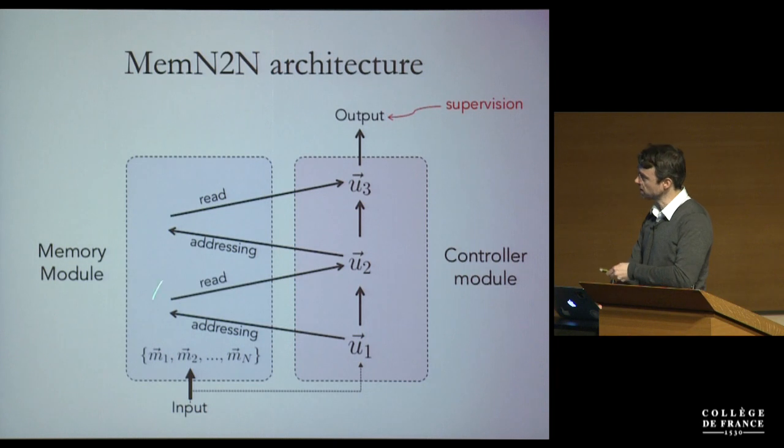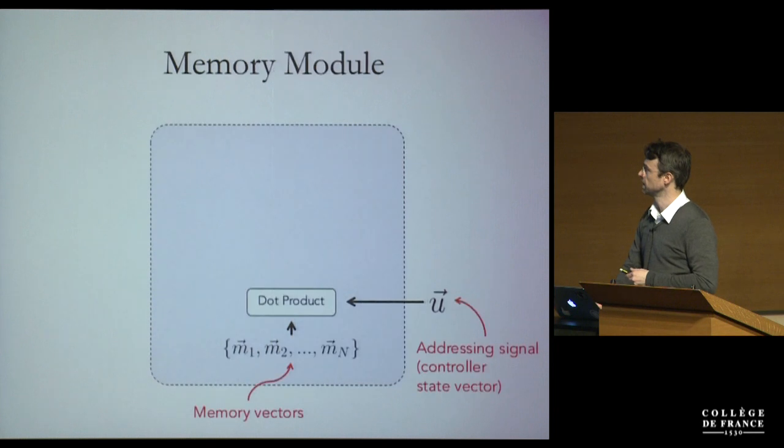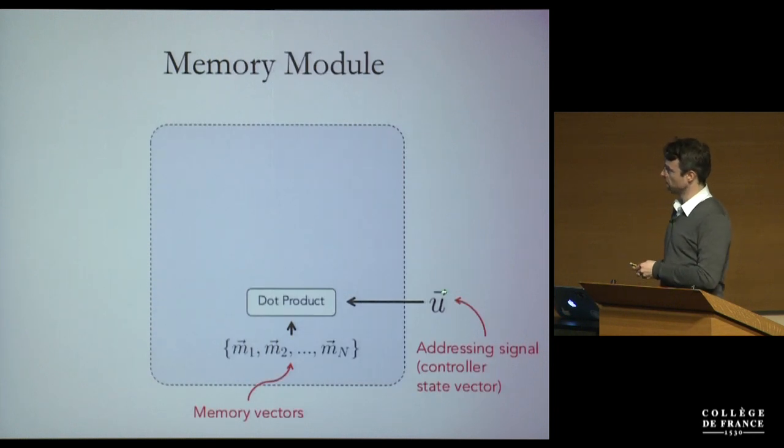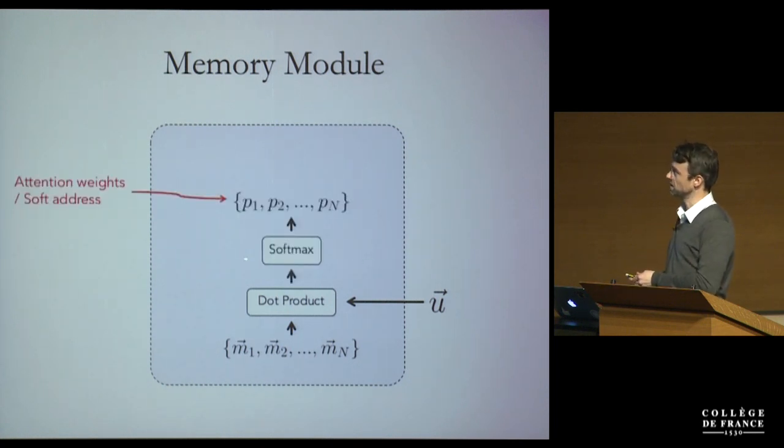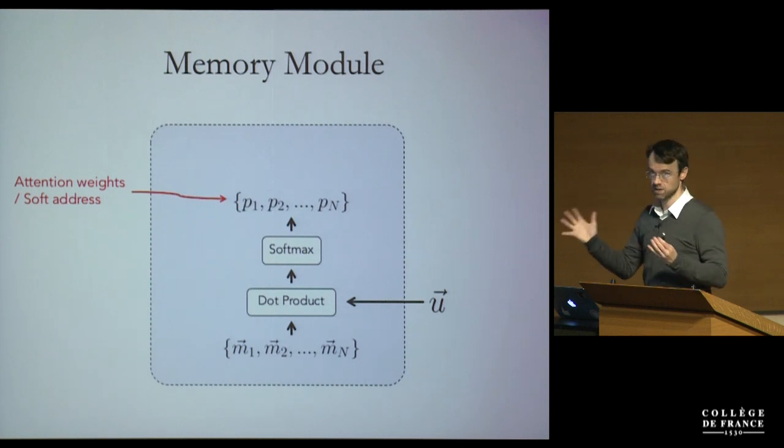So just to see what goes on inside this module, I'm going to look at one of the addressing operations and then the read operation. So here are the memory vectors. We're going to take the addressing signal from this, which is effectively the state of the controller, or the RNN if you want to think about it. And what we're going to do is a simple dot product between this state and these memory vectors. When we do a dot product, we're going to get a bunch of scalars, which we can then put through a softmax to normalize them. So we're now going to have a bunch of numbers. If we have n memory vectors, we'll have a vector of n scalars, and they will sum to 1.